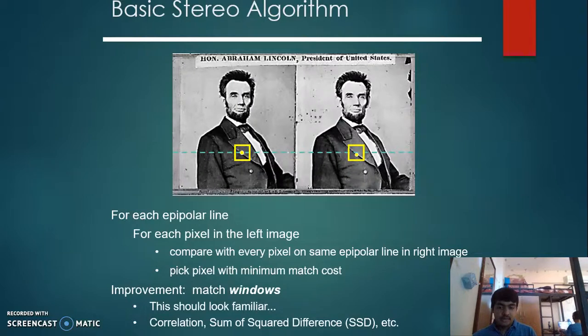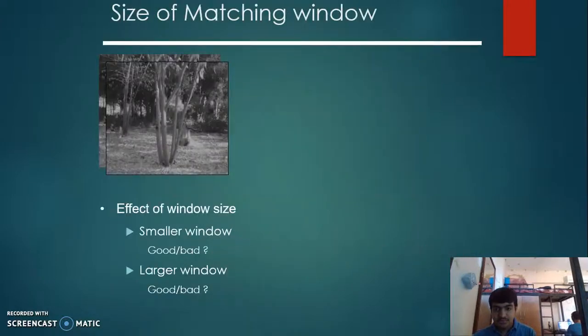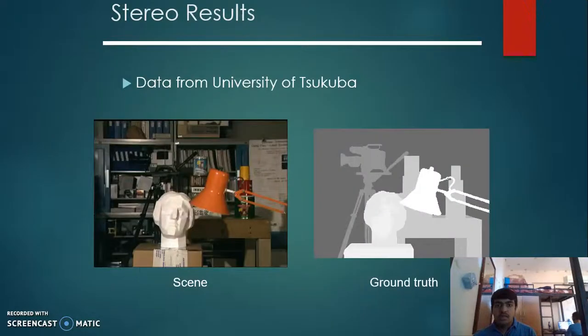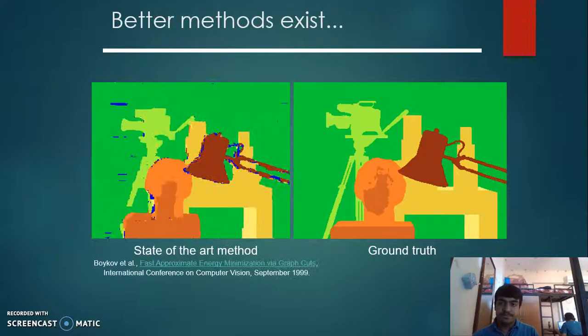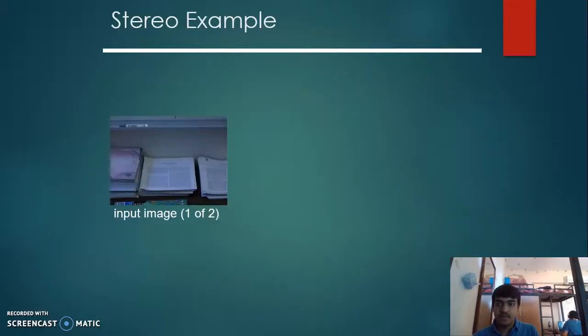The epipolar line method is shown here. The stereo results: scenery and the ground truth. There are the two images, which are 2D images. Now the ground truth is the window based matching and best window size. These are taken from the International Conference on Computer Vision, September 1999.